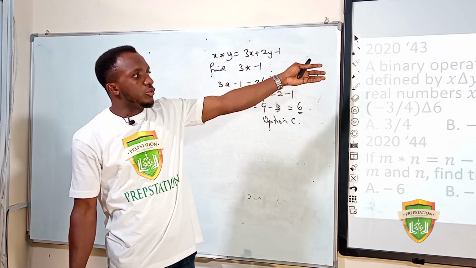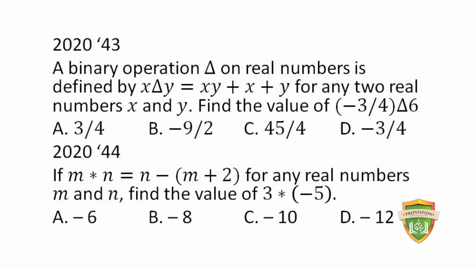Now, here's one for you to try. For want of time, I won't do them. Now, you have two questions, 2020 question number 43 and 2020 question number 44. So those two questions, when you try them, you get mastery of binary operations.